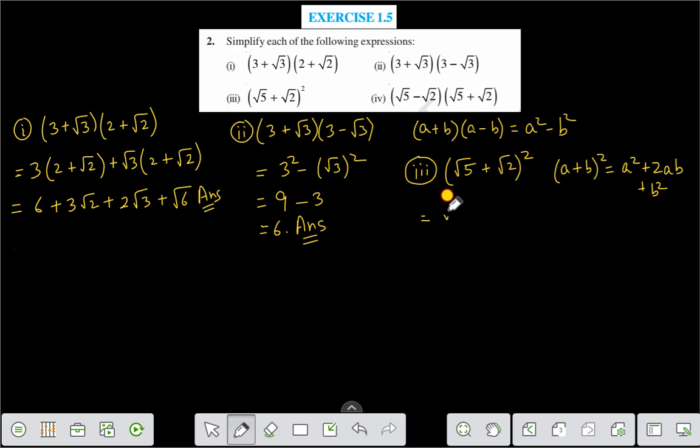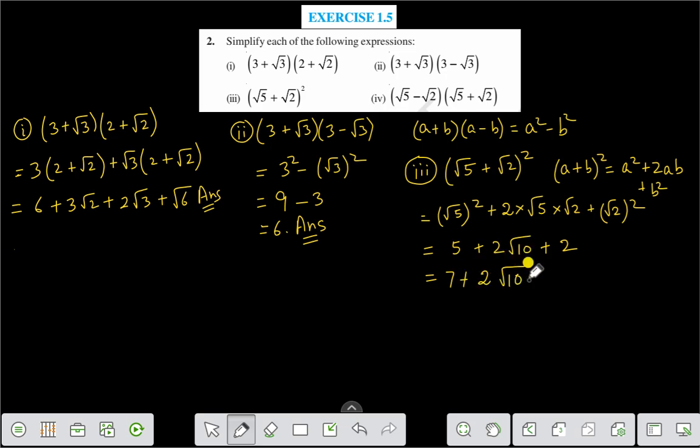Therefore, we can write here as root 5 whole square plus 2 into root 5 into root 2, plus root 2 whole square, and we are getting root 5 into root 5 is 5, plus 2 root 5 into root 2 is root 10, plus root 2 into root 2 is 2. 5 plus 2 is equal to 7. 7 plus 2 root 10, and that is the answer.